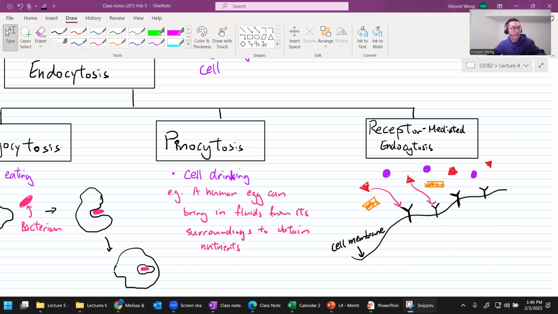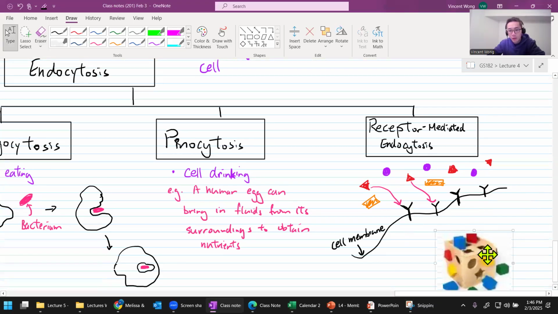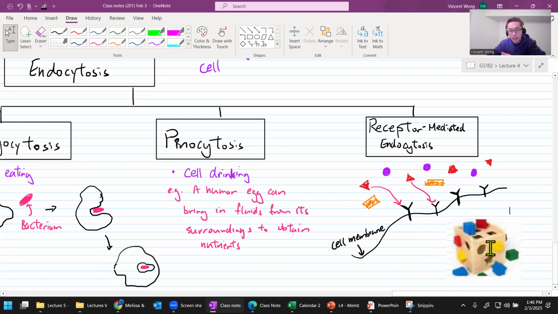So it's like that toy babies play with, the shape sorter, okay? You gotta find the right opening to go in. It doesn't just let all the shapes go in. It has to match the opening exactly before it would go into the box. And that's what receptor-mediated endocytosis is like. It's not just going to let anything come in, right? For it to come in, it has to match the shape of the receptor. Otherwise, you stay out.